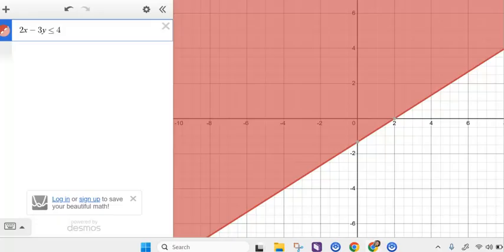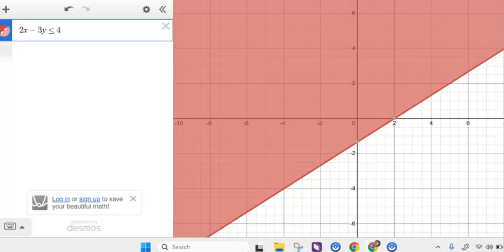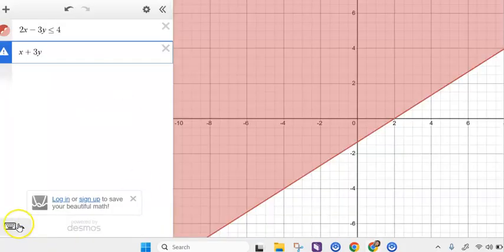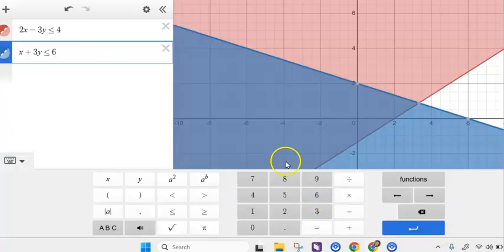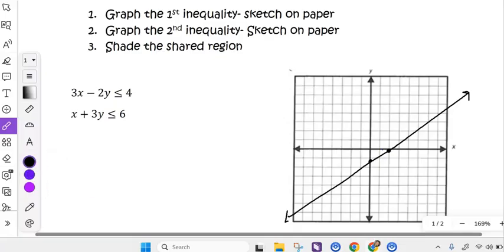And then it is a solid line because it's "or equal." So I'm just going to sketch this here. That's all I'm going to do right now. Now I'm going to go to the next one and plug that in. x plus 3y is less than or equal to 6. So now I'm going to graph this one. It looks like it crosses at 6, 0, and 0, 2. So I'm just going to mark 1, 2, 3, 4, 5, 6, 0, and 0, 2. It is also a solid line.